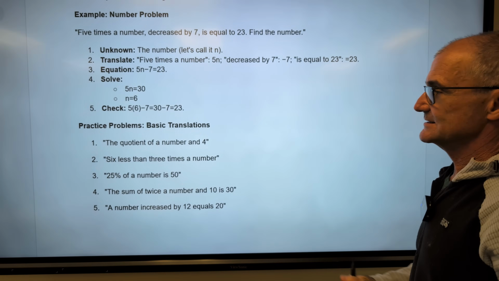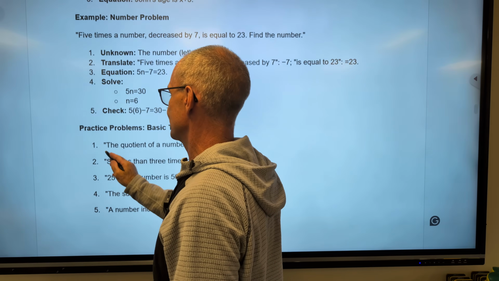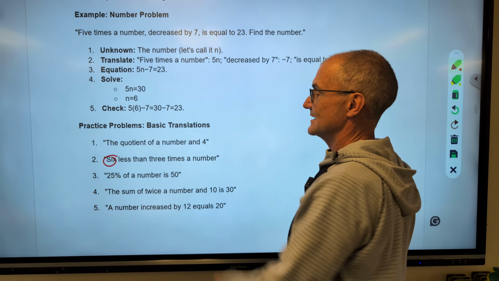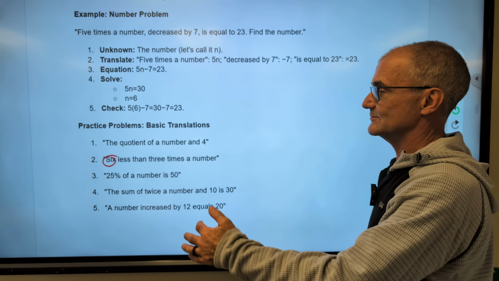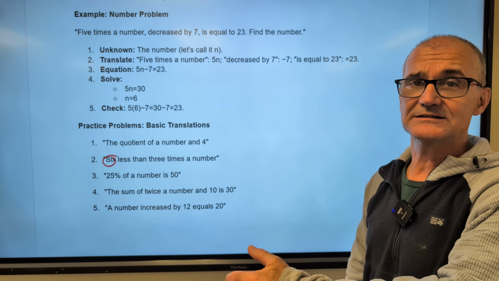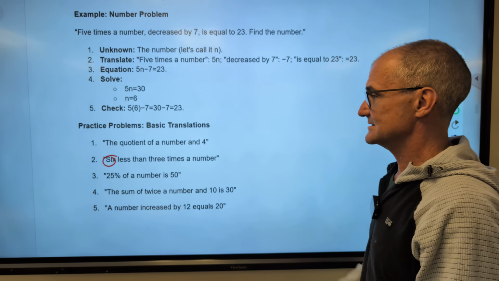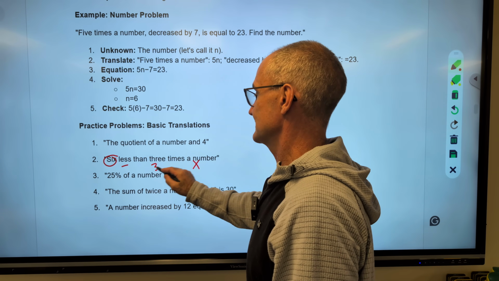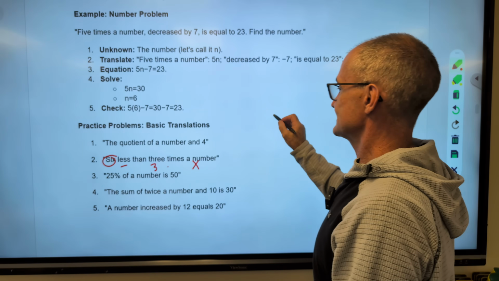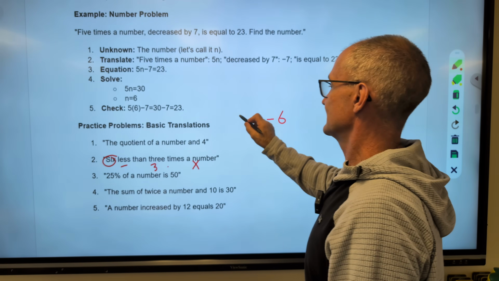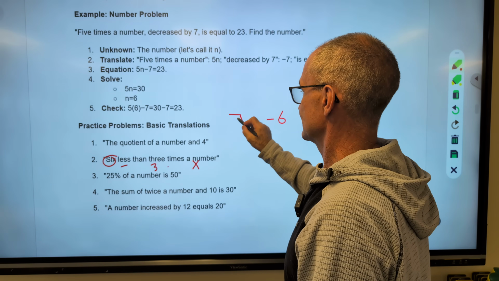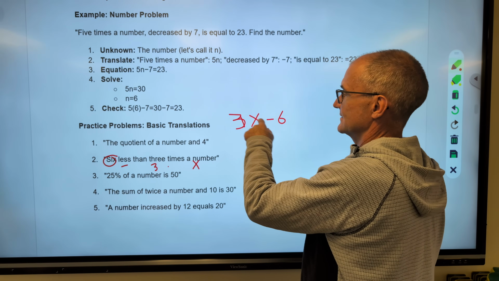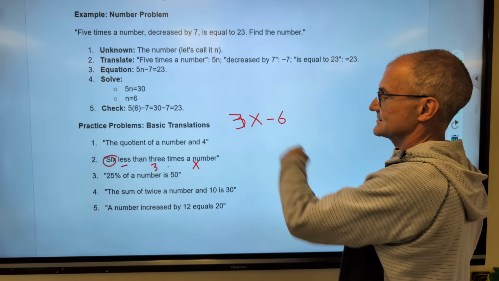Right here, 6, here's a key number. 6 less than 3 times a number. I don't actually see any equals in there. So this is not an equation. It is only an expression. 6 less than 3 times a number. So number 2 here is 6 less than 3 times a number, 3x minus 6.